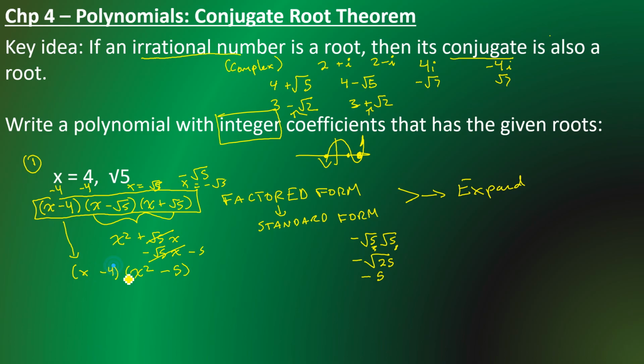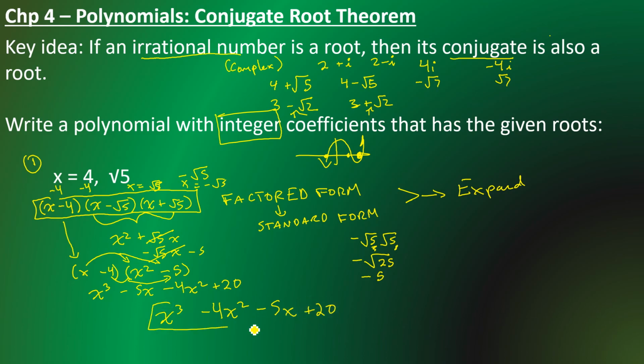And now I'll continue multiplying. Now I'm ready to bring the x minus 4 in. This distributes to each of these. So I get x cubed, x times x squared, minus 5x, and now I'll do the negative 4. Negative 4 times both of these is minus 4x squared plus 20. I'll now put everything in order. So x cubed minus 4x squared minus 5x plus 20. And that is the standard form. So that's the solution. That is the simplest polynomial I could write that has these as the roots.